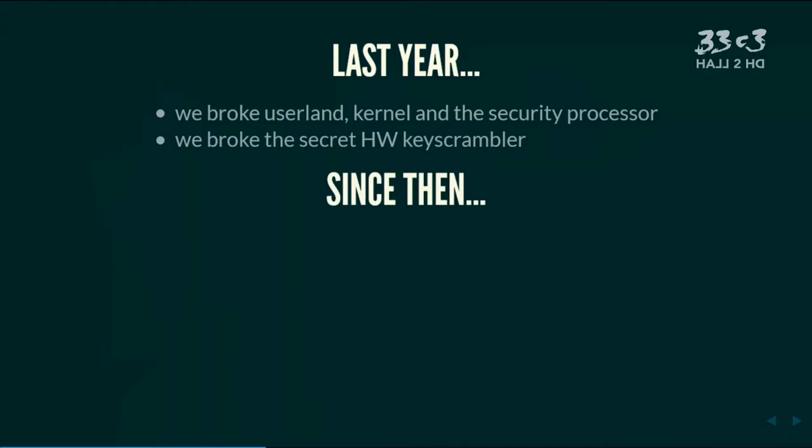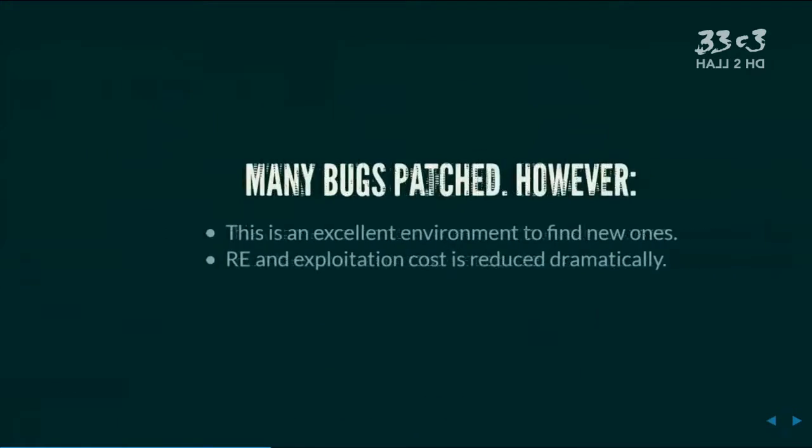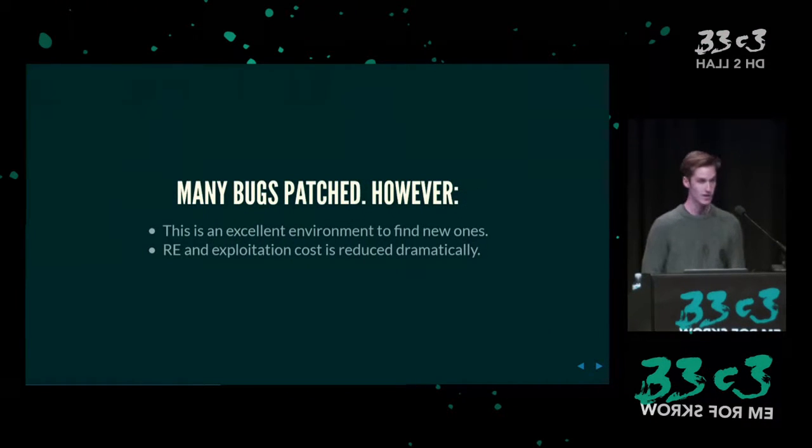And since then, Nintendo's been kind of mad about this. They released a lot of system updates, and they started a bug bounty program. So there's a lot of bugs getting patched, but because of the level of exploitation we got last year, it's actually really easy to find new bugs and new exploits. So what I want to emphasize here is that even though it's like a cat and mouse game, because we have so much control, we can exploit more difficult bugs on the latest firmware.